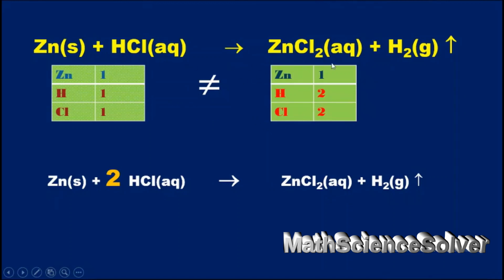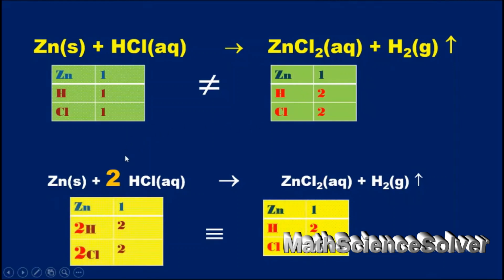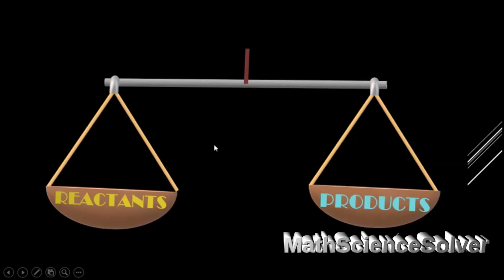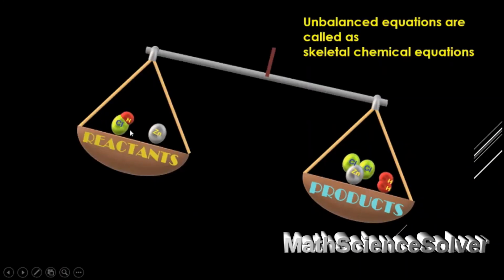skeletal chemical equations. Now we have to balance the number of atoms on both sides so that reactants and products have the same number of atoms. Here on the reactant side we have one chlorine atom, whereas on the product side we have two chlorine atoms. On the reactant side we have one hydrogen atom, whereas on the product side we have two hydrogen atoms. So let us try to balance it.